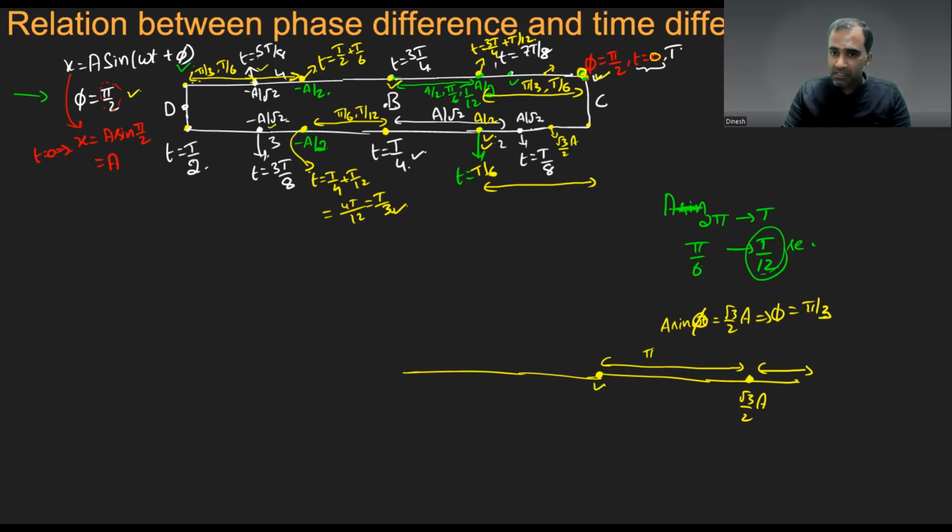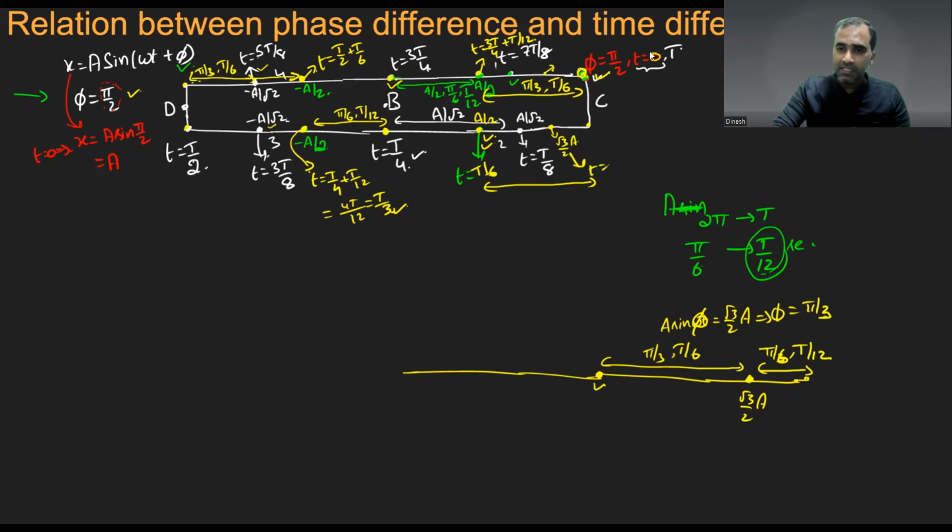So what is the phase difference between this point and the root 3 by 2 A point? Pi by 3 is the phase difference. What is the time difference? T by 6. If this gap is pi by 3, this phase gap should be pi by 6, and the time gap should be T by 12. Following? Now tell me, what does this point correspond to?